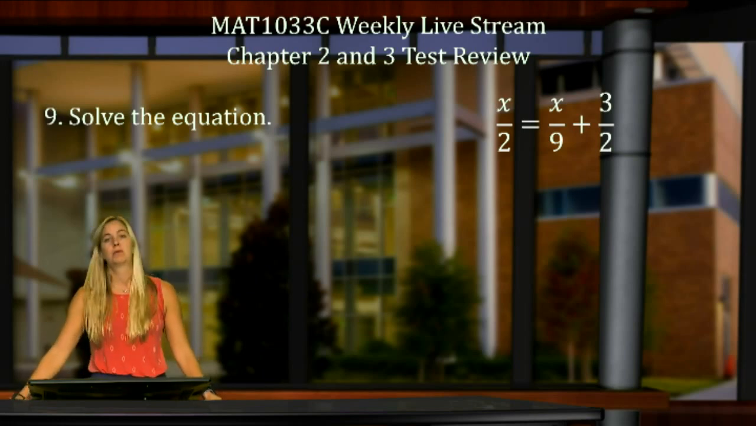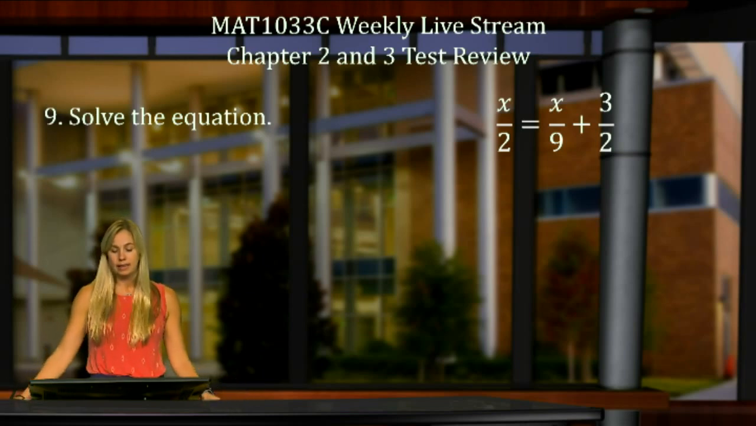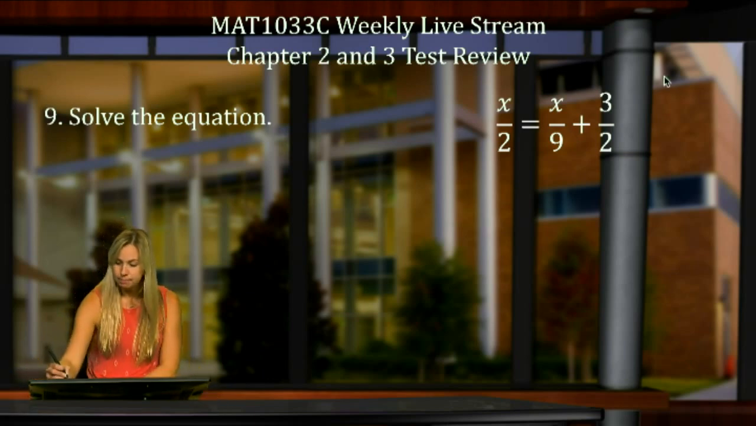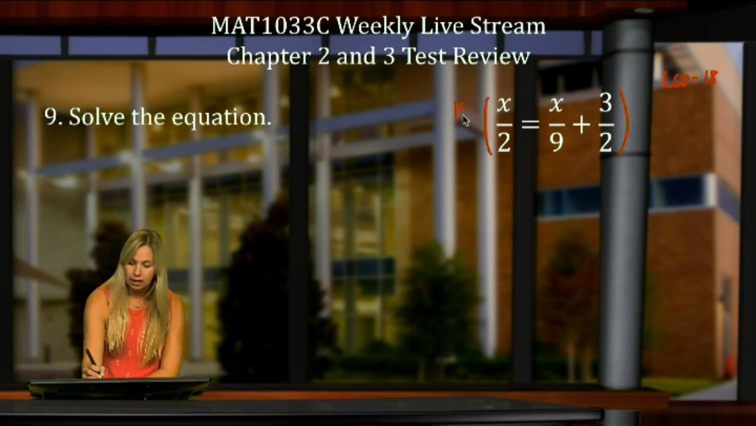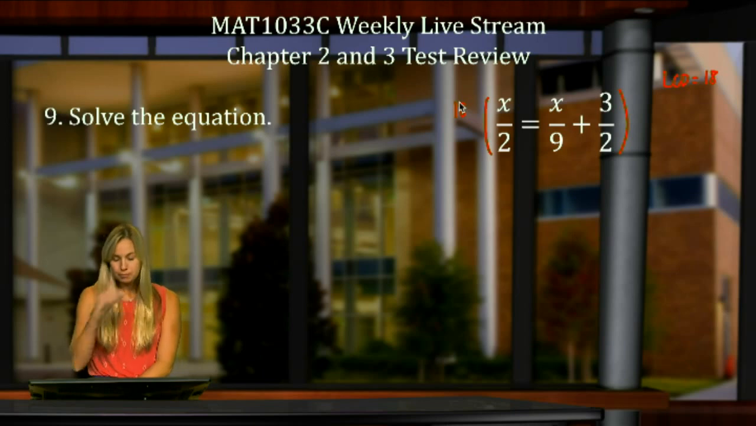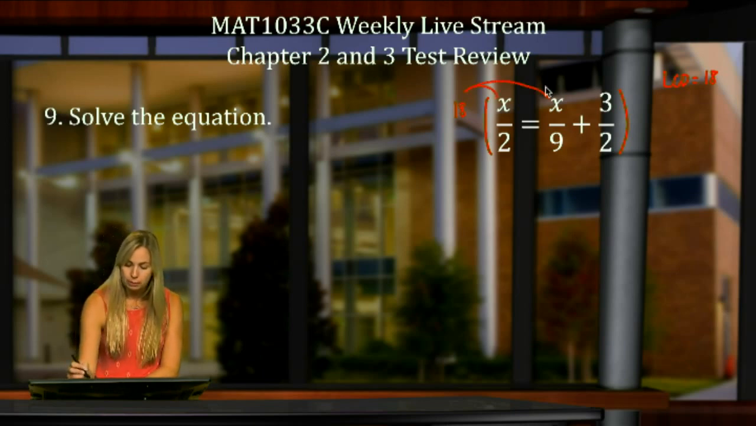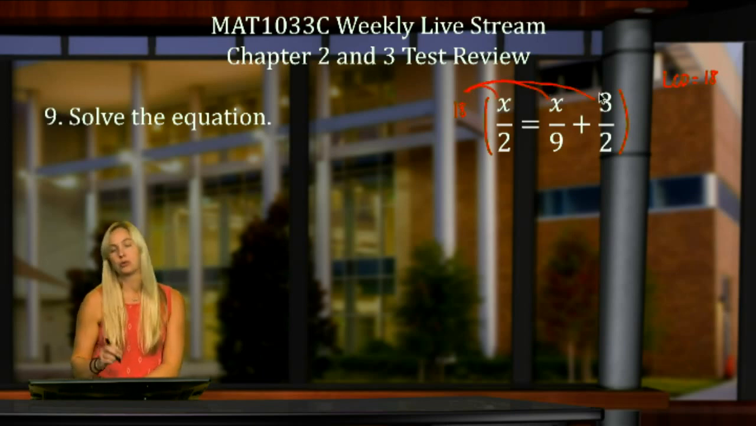So our first problem, we're just going to look at a basic linear equation. As we can see, this is a rational equation. To clear the fractions, we want to use the LCD. Our LCD is going to be 18. So we're going to multiply everything in this equation by 18, which means I need to distribute that to all three terms.